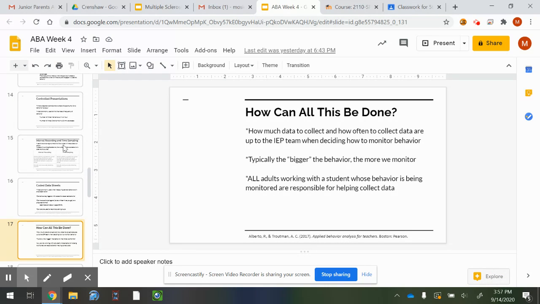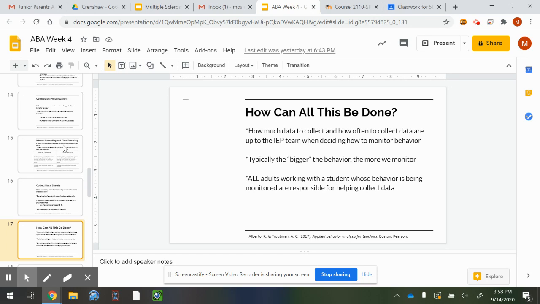Okay, so this seems like a lot. It seems overwhelming. How can we get it all done? Data collection is a challenge. It really is. It's hard to fit it into your day with everything else that you have going, but it's necessary. So it's important to determine how much data to collect and how often to collect the data. And those are decisions made by the IEP team when deciding how to monitor the behavior.